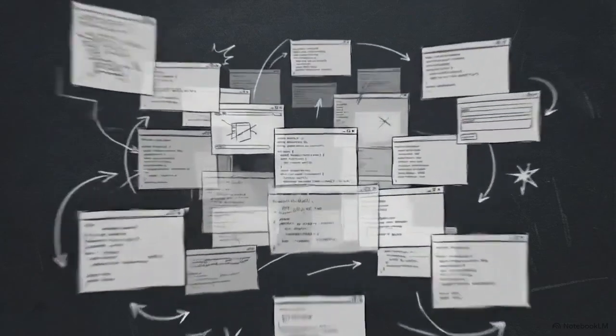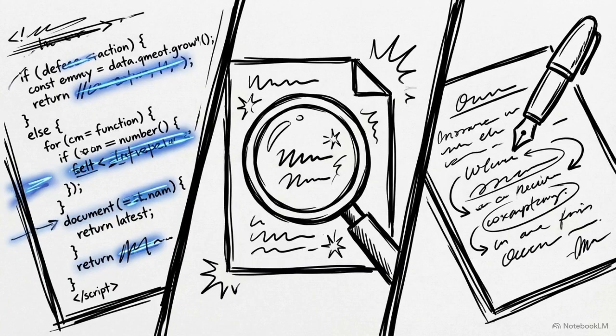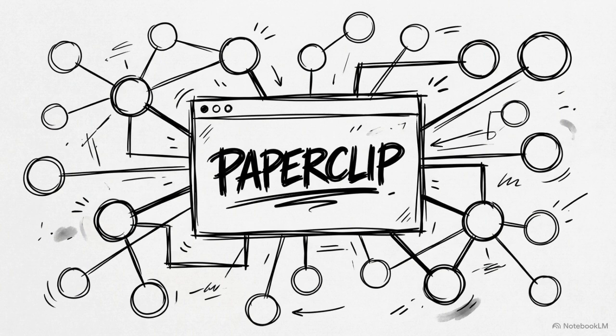If you use AI for complex workflows, you know the struggle of keeping 20 isolated terminal sessions running at once. You have one window coding, another researching, and a third drafting copy, but none of them communicate natively. Paperclip is an open-source orchestration layer built to solve exactly this problem.